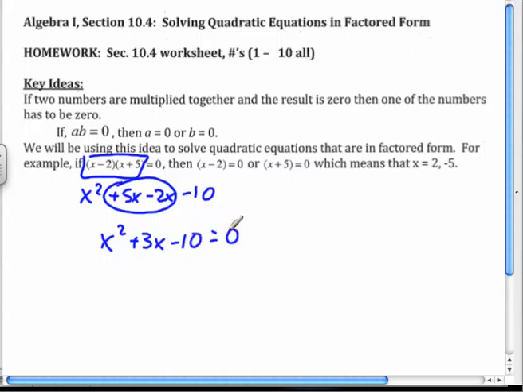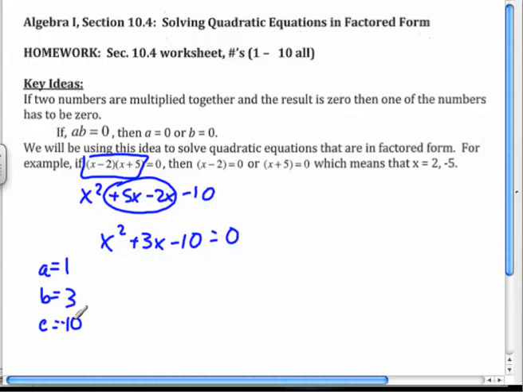Now, if I asked you to solve this, you would use the quadratic formula. A equals 1, B equals 3, and C equals negative 10. Okay? And you'd plug that into minus B plus or minus the square root of B squared minus 4AC all over 2A, and you'd get two numbers spit out at you. But sometimes we can do things a little bit faster.